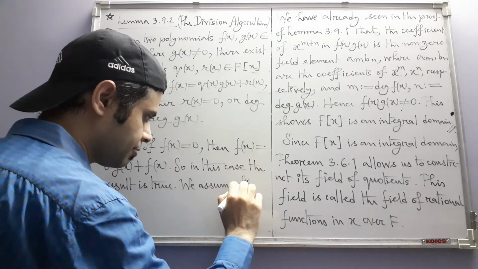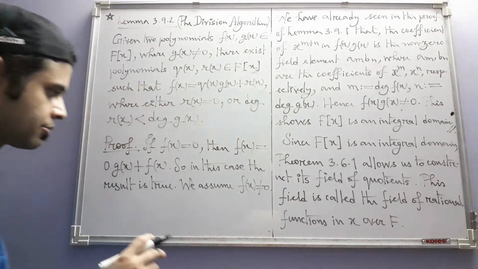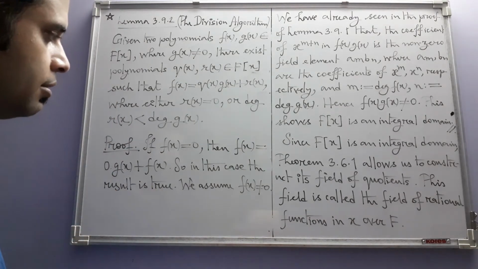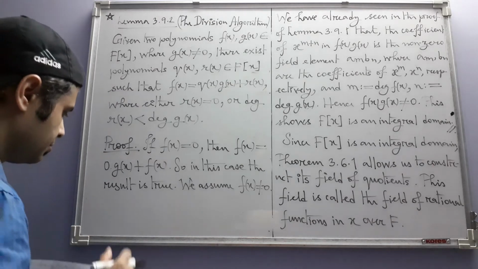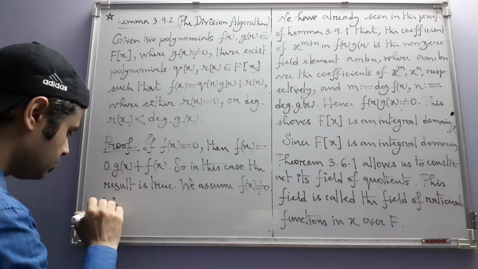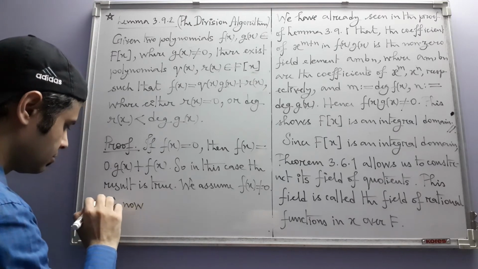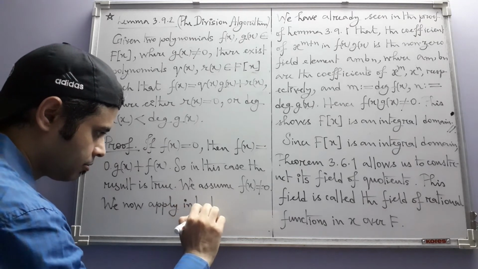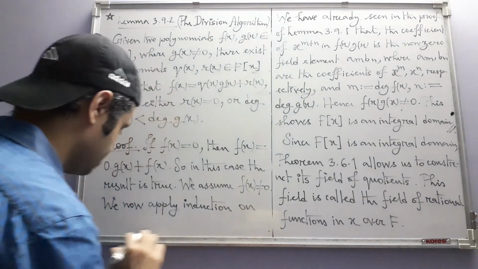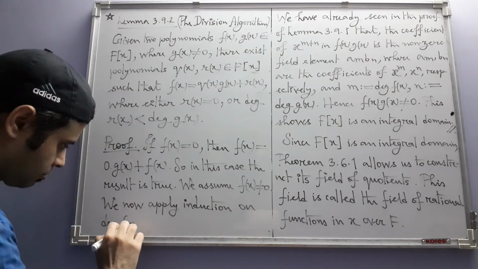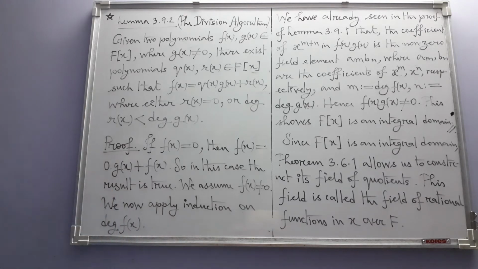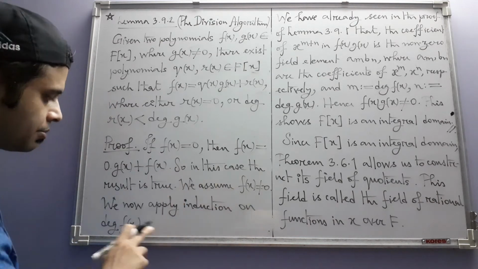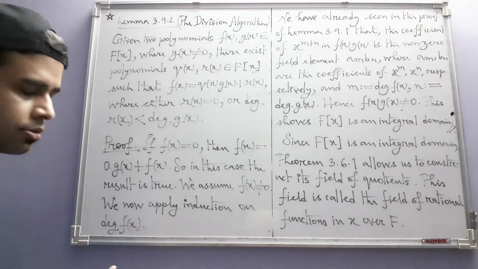So we now assume f(x) to be a non-zero polynomial, so that it has some degree. It may be 0, in which case f(x) is a constant, but it may be more. We now apply induction on the degree of f(x). Okay, so what is the smallest possible value of this? 0, when f is a constant polynomial.